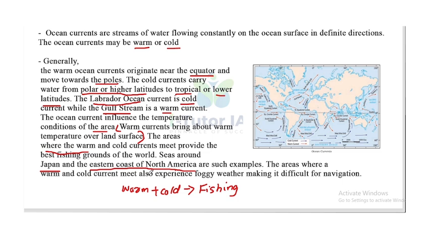The areas where warm and cold currents meet also experience foggy weather, making navigation very difficult in that place. So that is the ocean currents.